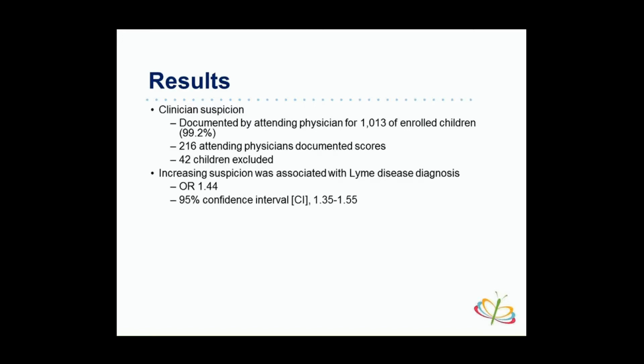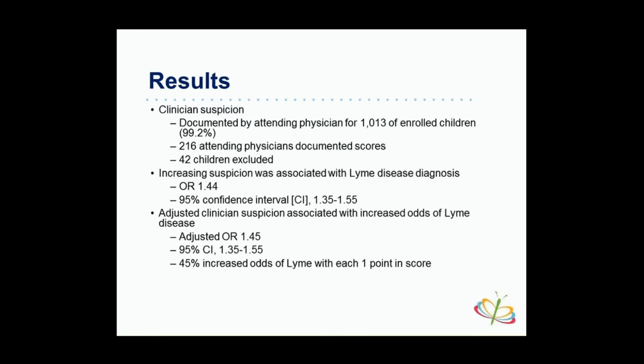And then once it was adjusted for patient age, month, year of presentation, clinical stage, and hospital cluster, the association of higher suspicion score with increased odds of Lyme was unchanged. That means that for every point in score, there was a 45% increase in the odds of Lyme.